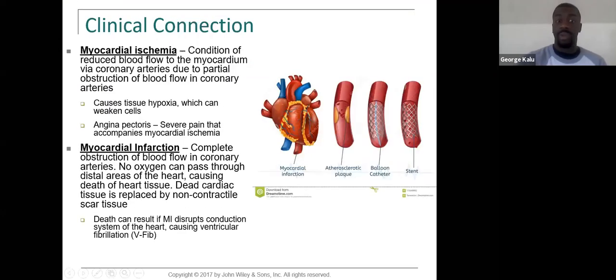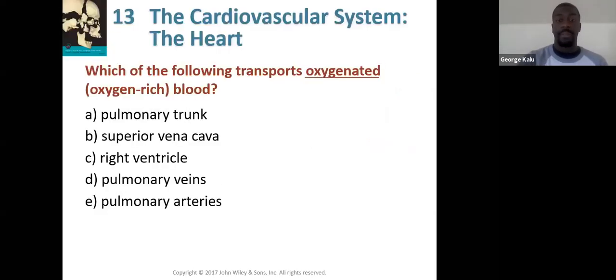So last question here. Like I said, this is one thing that I do want you to be comfortable with for the exam: myocardial ischemia and myocardial infarction. Okay. So last question here. Which of the following transports oxygenated blood? This is the pulmonary trunk, the superior vena cava, the right ventricle, the pulmonary veins, or the pulmonary arteries.